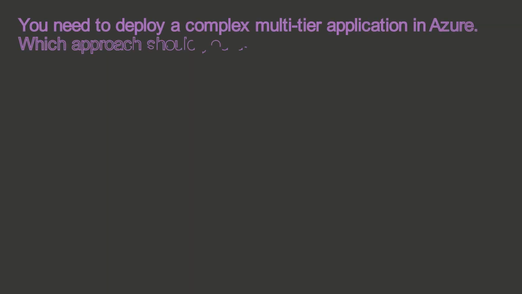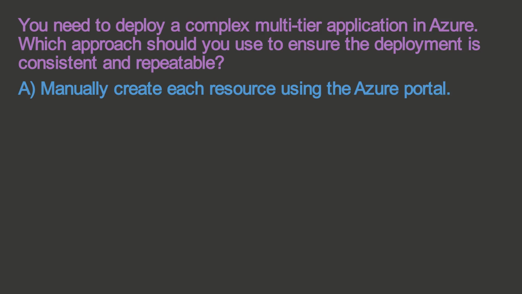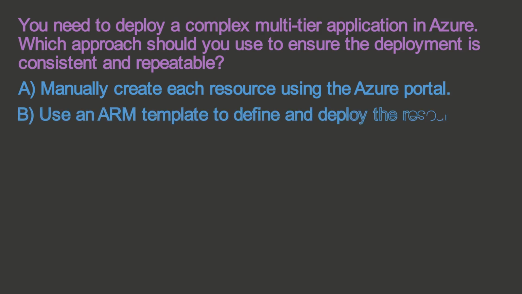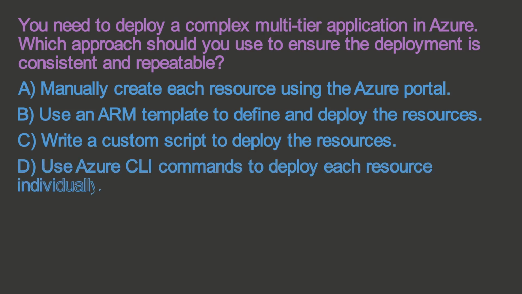You need to deploy a complex multi-tier application in Azure. Which approach should you use to ensure the deployment is consistent and repeatable? A. Manually create each resource using the Azure portal. B. Use an ARM template to define and deploy the resources. C. Write a custom script to deploy the resources. D. Use Azure CLI commands to deploy each resource individually.